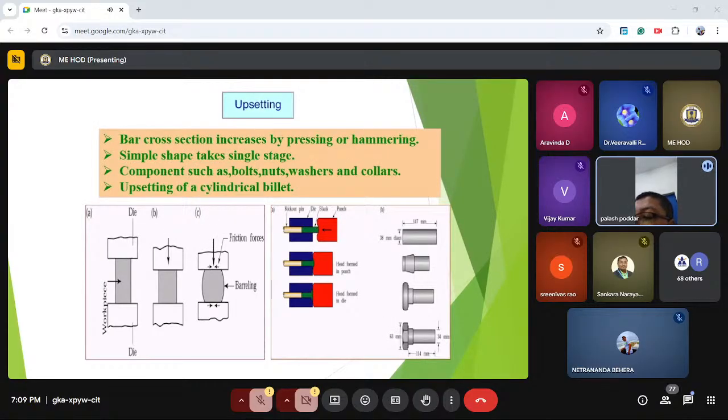Offsetting: bar cross section increases by pressing or hammering. Simple shapes take simple stages, whereas multiple shapes take multiple stages. Components such as bolts, nuts, washers, collars, and offsetting of a cylindrical billet. So this is called offsetting of a cylindrical billet. Here the barreling takes place after application of forces from the top. We can see there will be barreling at the central position.